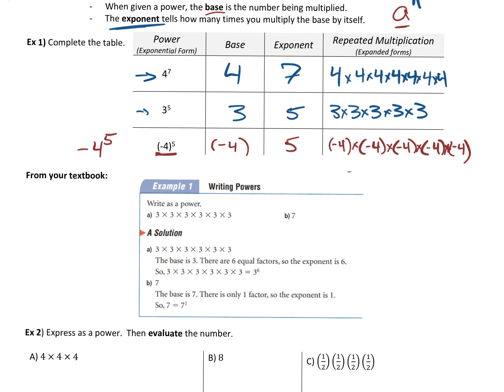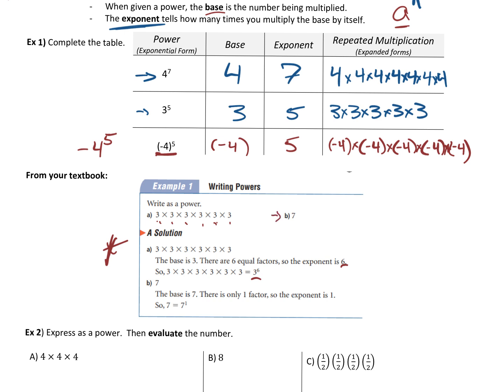This is a little bit of what a question might look like, right here from your book. It might ask you to write as a power, and here we have a repeated multiplication: 3 times 3 times 3 times 3 times 3 times 3. So we have 1, 2, 3, 4, 5, 6. When there are 6 equal factors, the exponent is 6. So that's why it's written as 3 to the power of 6.